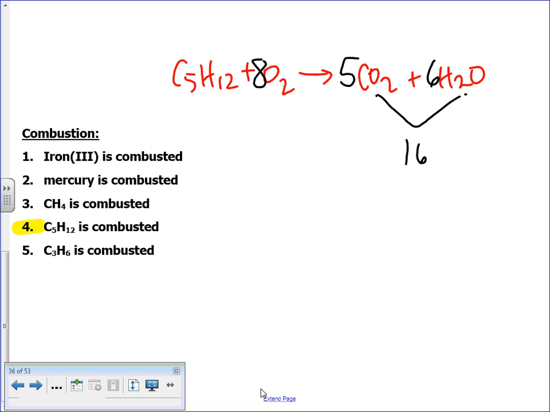Number 1, iron 3 is combusted. I was hoping somebody would ask me one of these. Iron 3, how do I write iron 3? Fe. That's it. No, you do not write anything else. It's just iron. Why do I have to tell you iron's charge up front, though? Because when you start to crisscross it, you're like, oh my gosh, I don't know iron's charge. But you know it reacts with oxygen, because that's what combustion is.